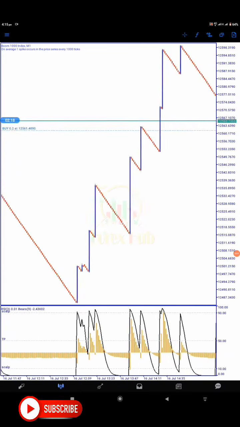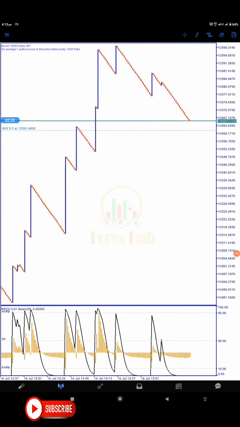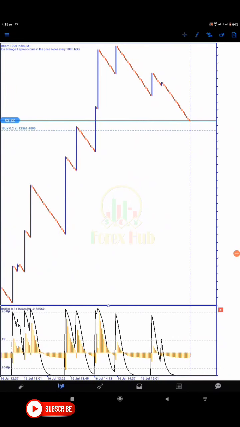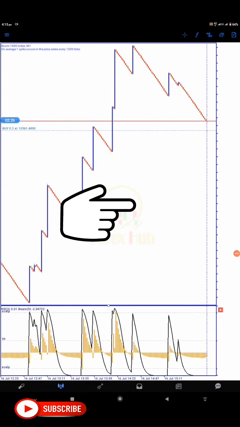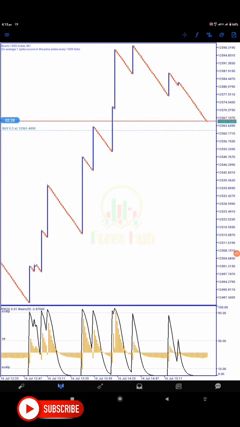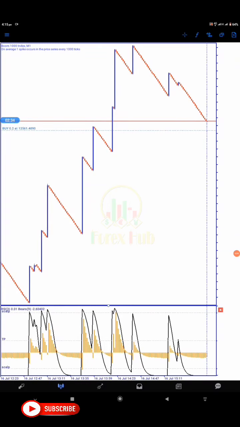And for you to use this strategy, you have to first of all move your chart to the far right. You move your chart to the far right like this, in order for you to filter out false signals.